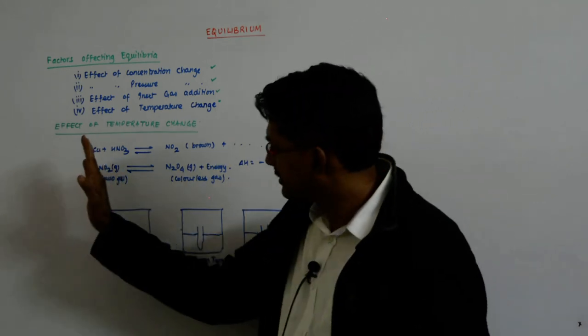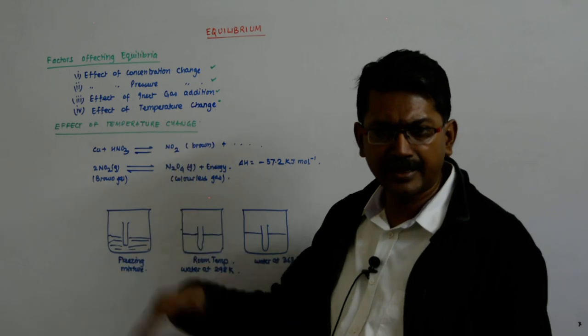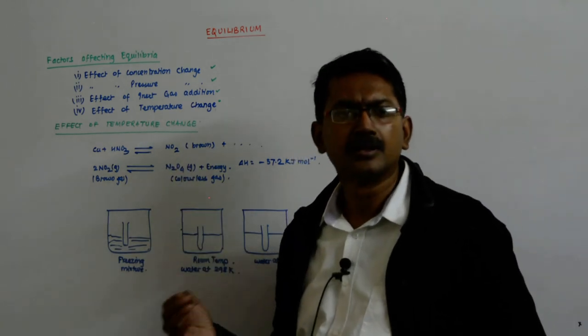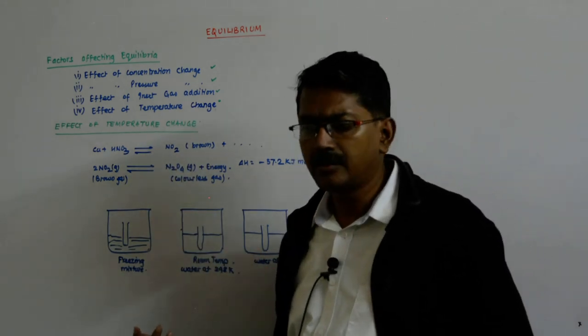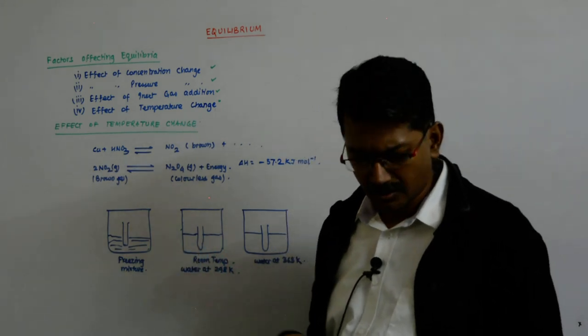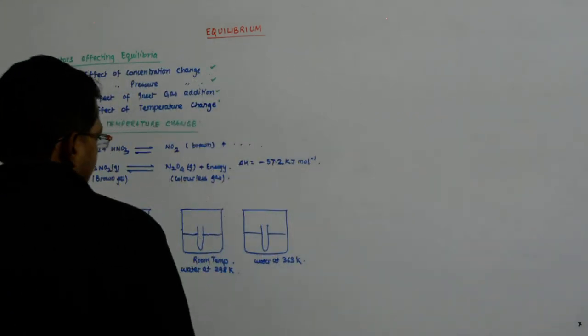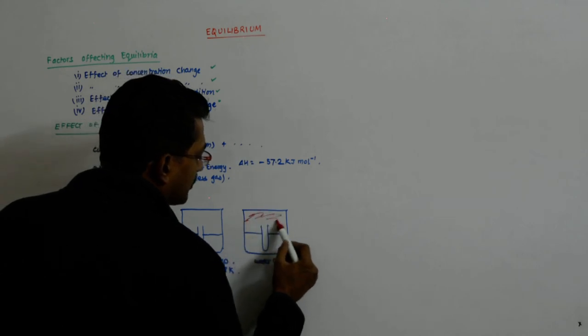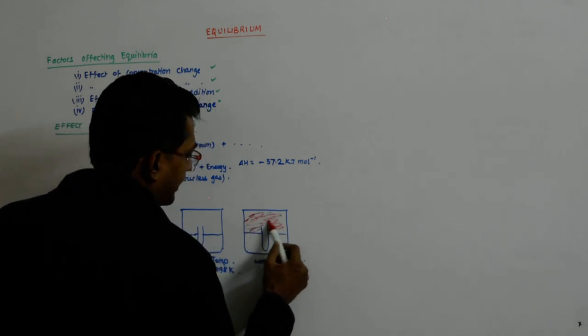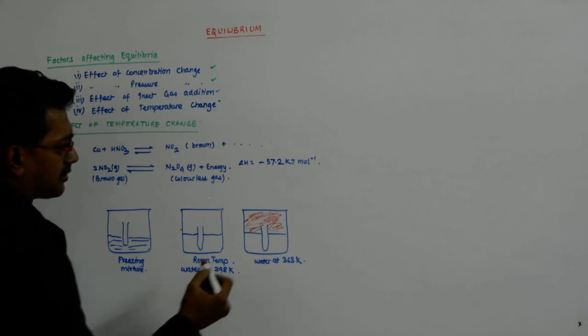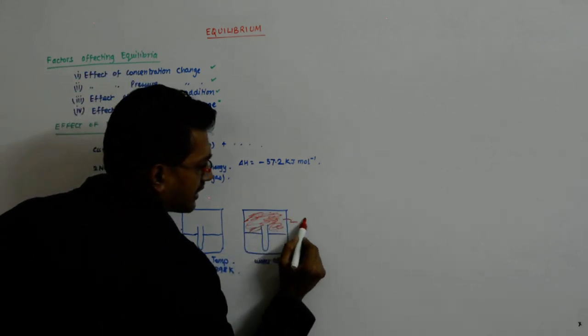The reverse reaction will be favored and more NO2 will be formed. And how do you know about it? By the brown color. So this will have an intensified brown. This is intense brown.